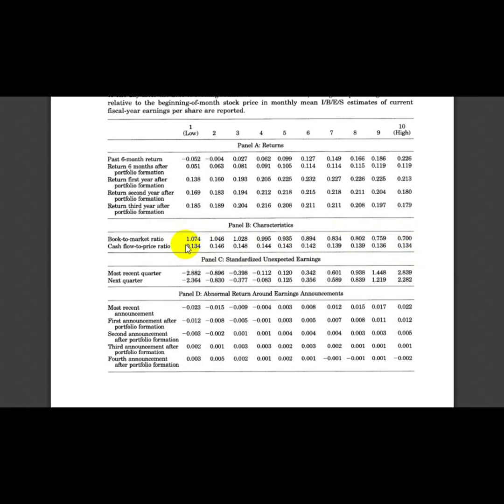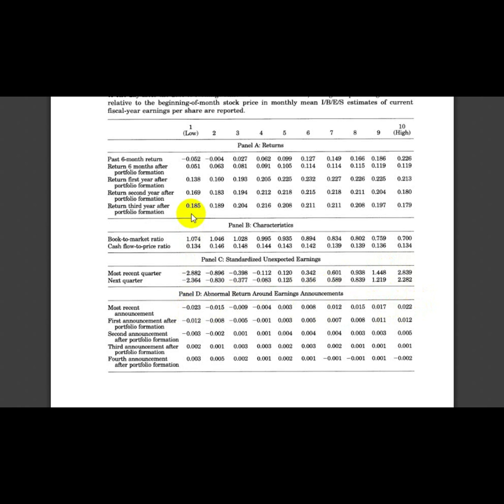And here we have the standardized unexpected earnings, and you remember this table is ranked by the standardized unexpected earnings. So of course we have the highest ranked portfolio has the highest SU, and the lowest has the lowest, and they increase monotonically. And as you would expect, the abnormal return around the earnings announcements also increases monotonically.